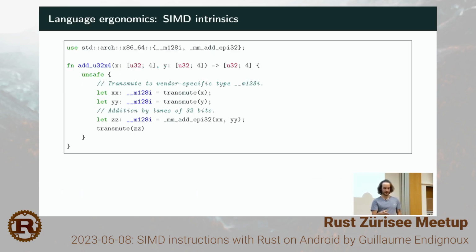So the way it works is something like this. Here on Intel, again, I have to convert to a vendor-specific type. In this case, it is __m128i with the underscores. So again, I'm lazy for the slides, I just transmute. Normally, you have specific functions to call for that. And the addition itself is this nice function. Well, the name is a bit complicated. It comes from Intel's intrinsics manual, but you get the idea. You have addition of 32-bit blocks, if you will. You still need an unsafe block for that, but it's much nicer to work with.